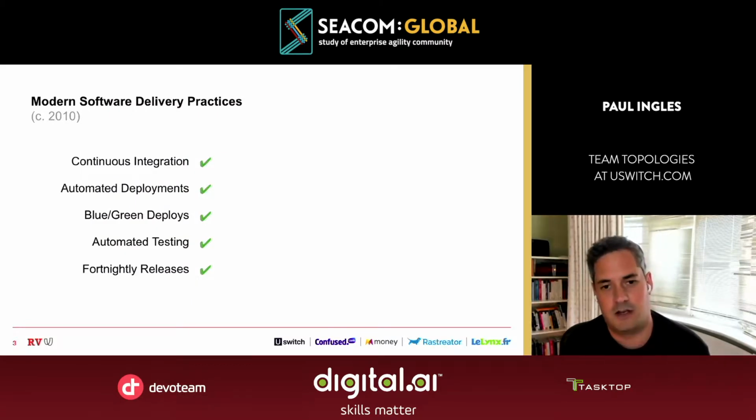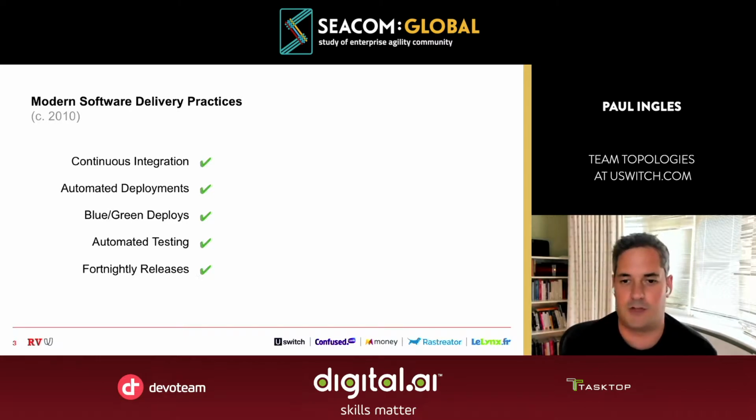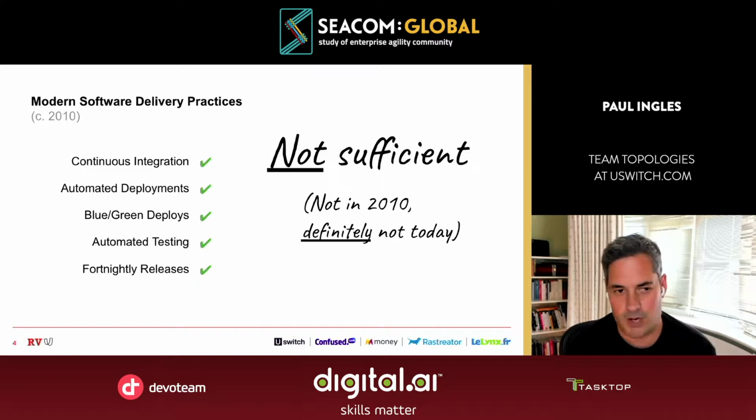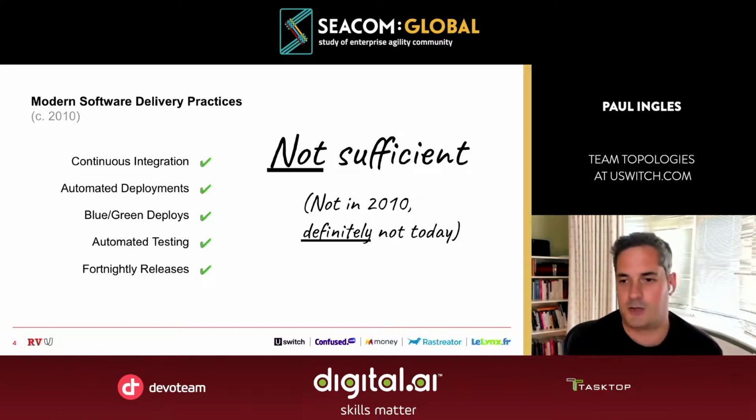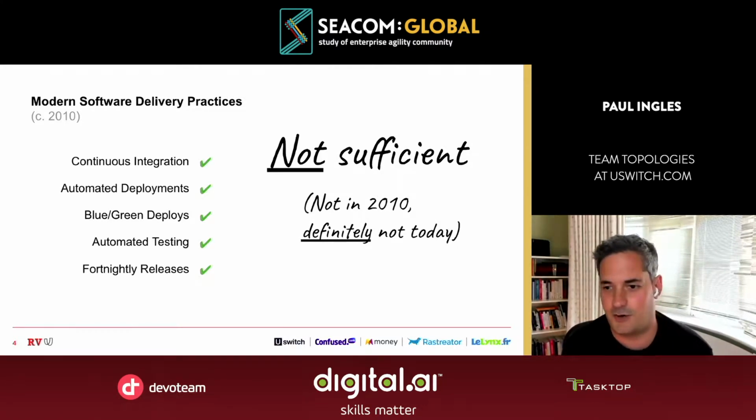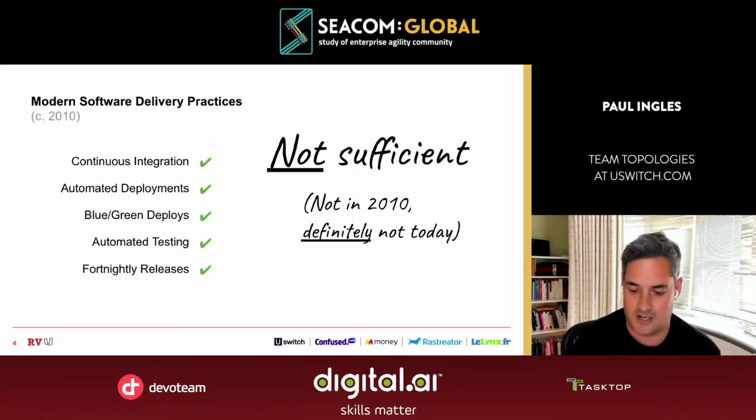And in 2010, software delivery practices were relatively modern. So practice continuous integration, blue-green deploys for graceful rollout of new features and services. And we were making releases every fortnight. But as you can probably guess, it wasn't enough. It wasn't enough in 2010, and it is definitely not enough today.